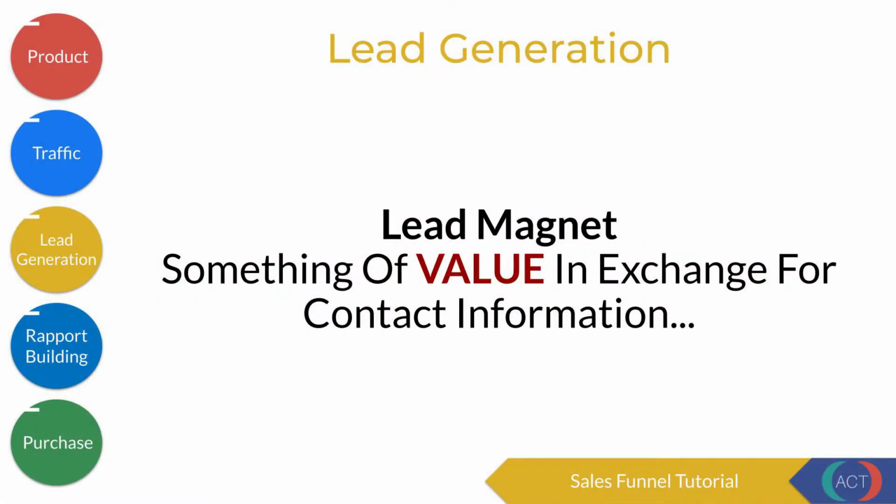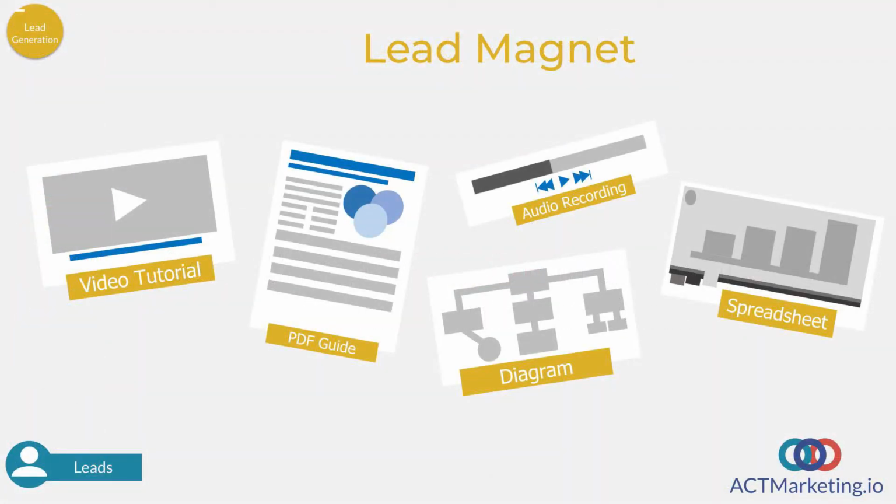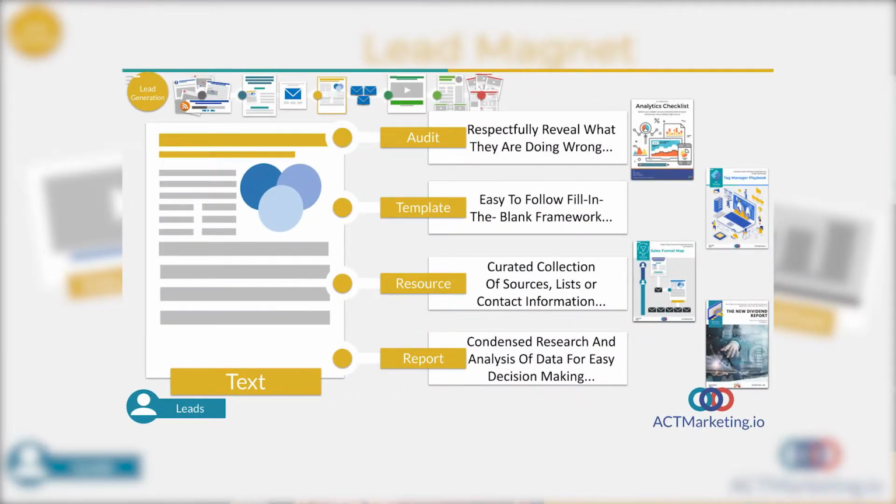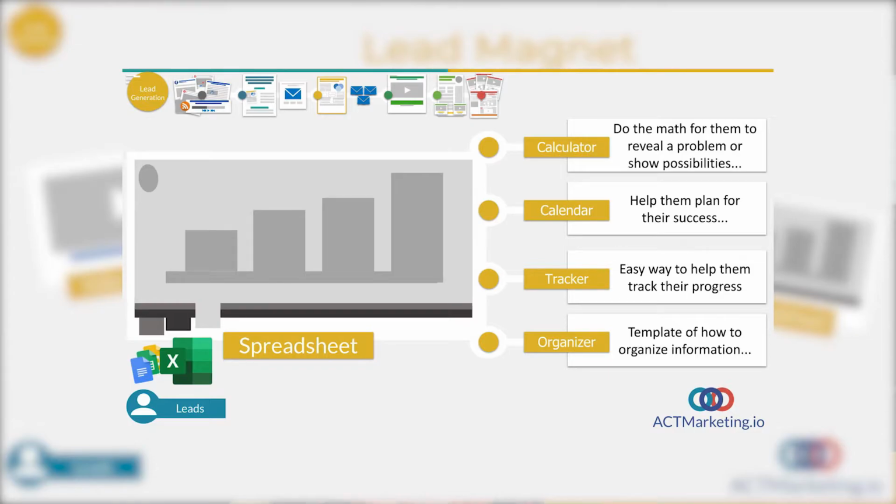A lead magnet is something of value that you're offering to those audience members and prospects in exchange for their contact information. A lead magnet can be text-based, like a PDF or a Word doc that's an audit, a template, or a resource guide. It can also be a Google Sheet or an Excel sheet that does some calculations, gives them a calendar, or is an organizer.